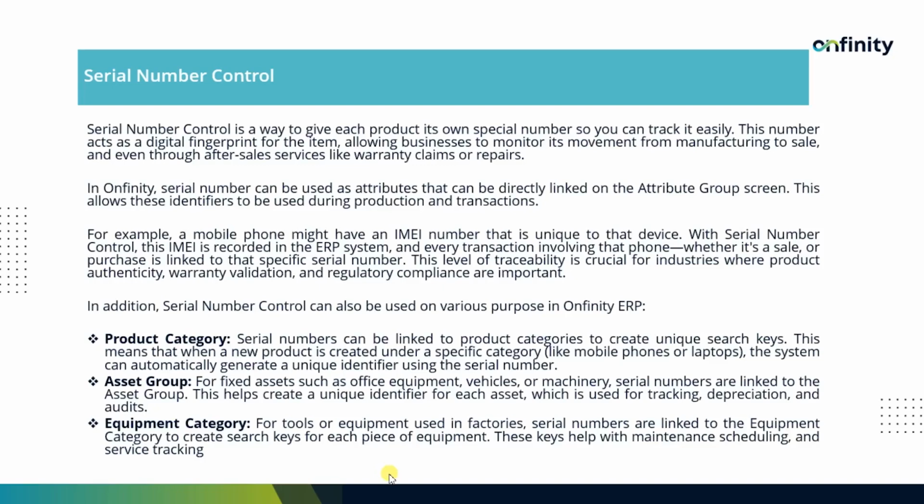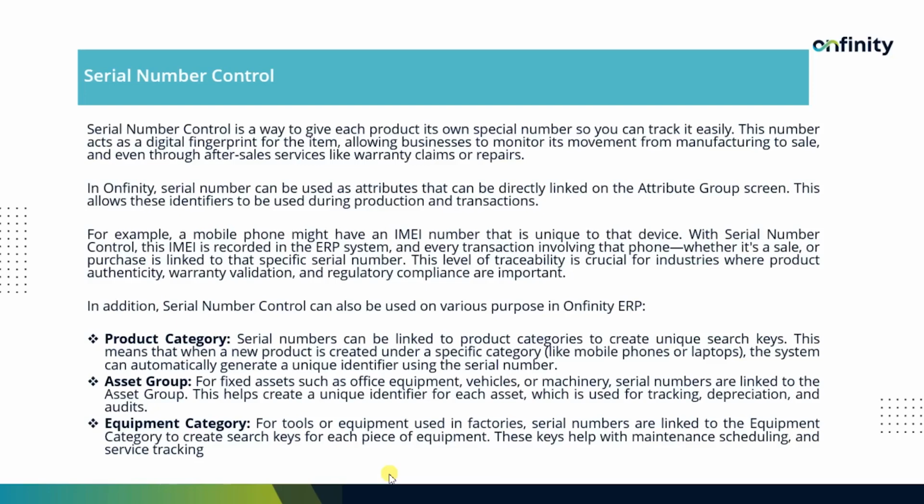For equipment categories, specifically for tools or equipment used in factories, serial numbers are linked to the equipment category to create search keys for each piece of equipment. These keys assist with maintenance scheduling and service tracking. This flexibility means serial numbers are not just for the products you sell, they are also useful for managing your own equipment and assets. You can track machines, tools, and office items with the same level of detail.